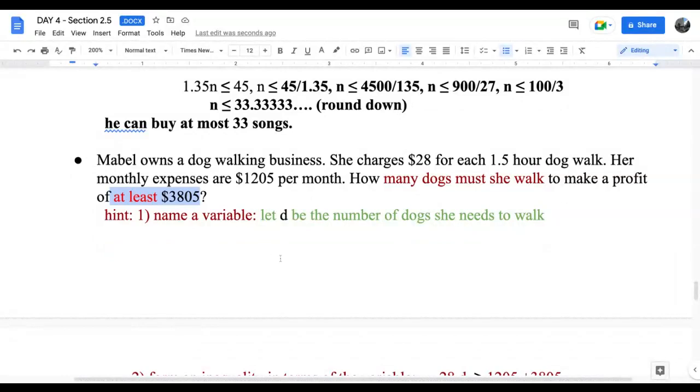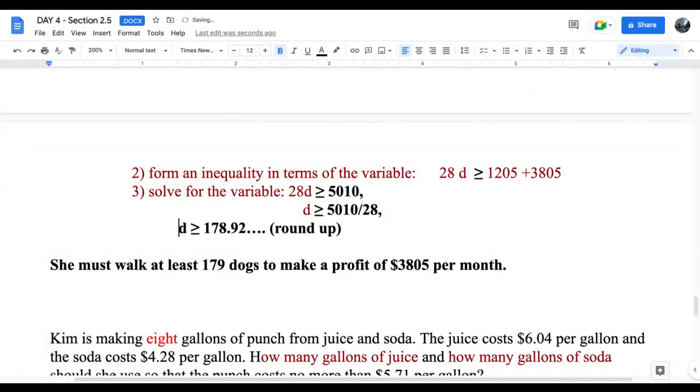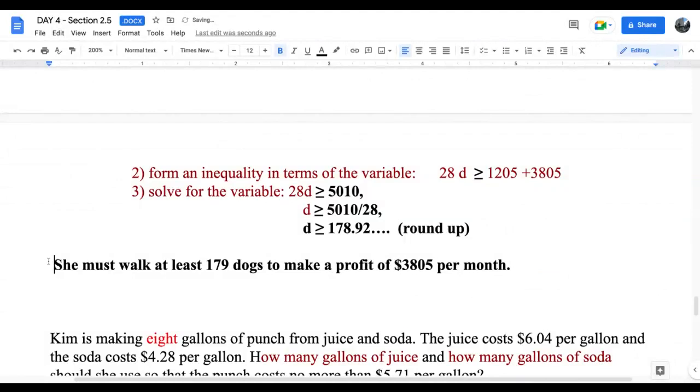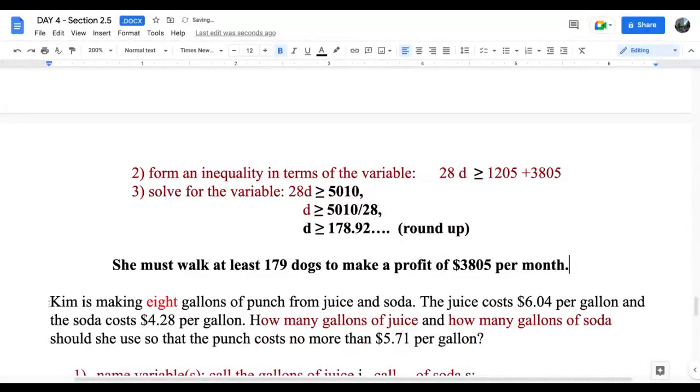Mabel can make more money. So that's why here we round it up. She can walk more dogs to make more money, right? In our case, we will consider at least. So this one we round it up. She must walk at least 179 dogs to make that profit. If she only walks 178 dogs, she won't be able to make $3,805 in profit. So she has to walk at least 179 dogs. She may make more money, but at least this much. So we'll see how in applications we round it up or round it down.